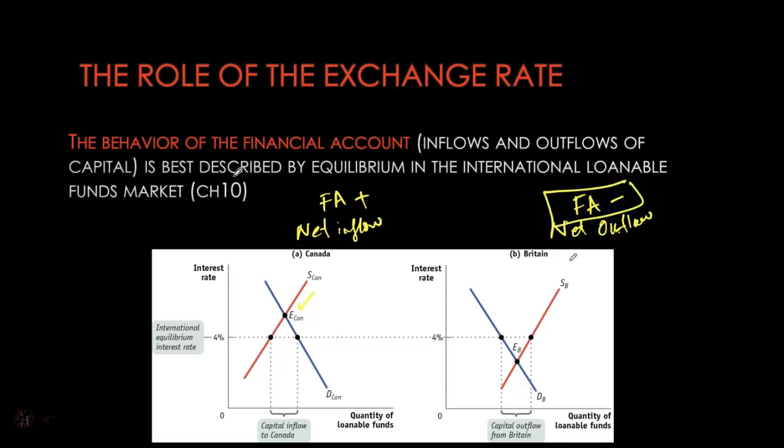If you have many countries, then overall the net borrowing by all those net borrowers must be equivalent to the total net lending by the net lender countries that are in our global economy. The main idea is that it's interest rates that determine the flow of capital and whether you will end up having a financial account surplus or a financial account deficit.